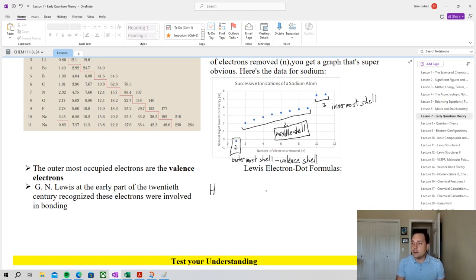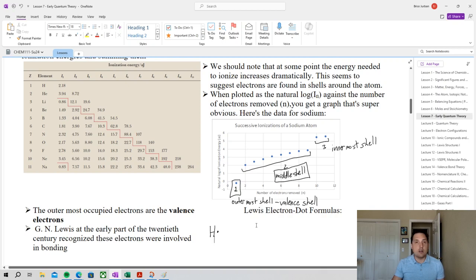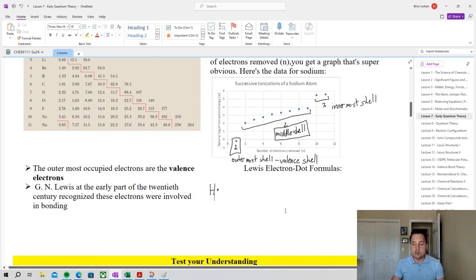For an element such as hydrogen, which just has one electron, that's going to be in its outermost shell. It's also its innermost shell. That will just be represented as its elemental symbol with a dot. So hydrogen, dot.